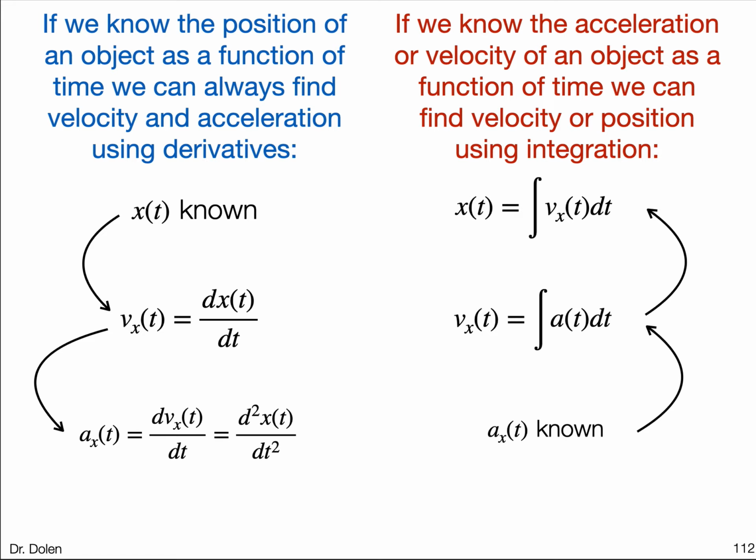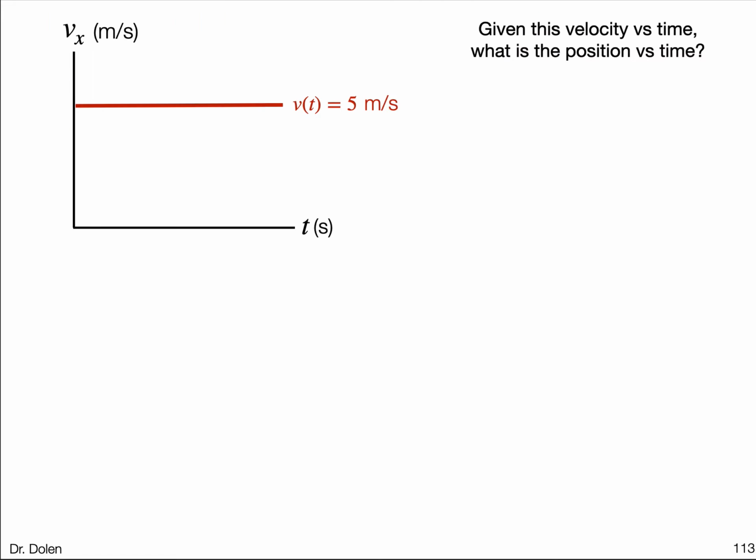Okay. So let's work to understand this a little bit better. Let's just say this is our velocity as a function of time. This is our v versus t graph. We have a constant velocity of 5 meters per second. So given this graph, what can we say about a position as a function of time?